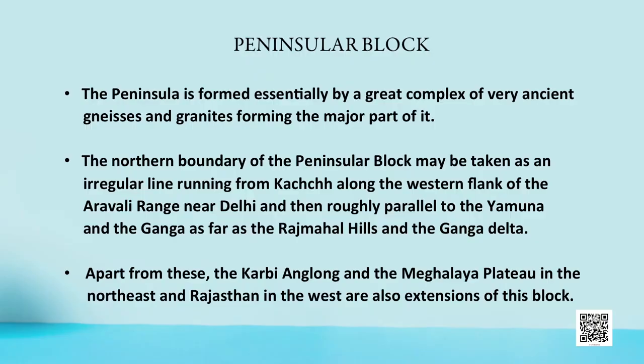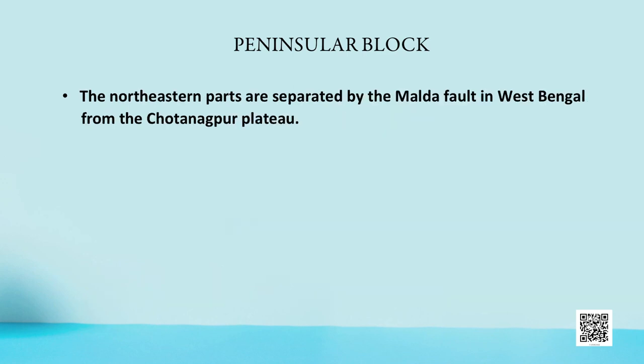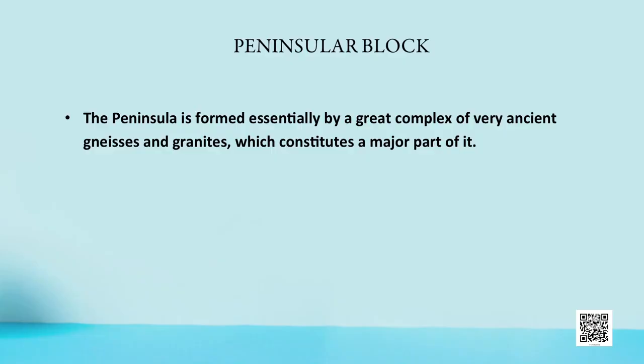See how much far area it covers. Apart from these, the Karbi Anglong and the Meghalaya Plateau in the northeast and Rajasthan in the west are also the extension of this Peninsular Block. The northeastern part of the Peninsular Block is separated by the Malda Fault in West Bengal from the Chota Nagpur Plateau. Now you see, when the Peninsular Block is formed by the ancient rocks, namely gneisses and granite, it is also known as the oldest structure of India, the very stable landform of India.